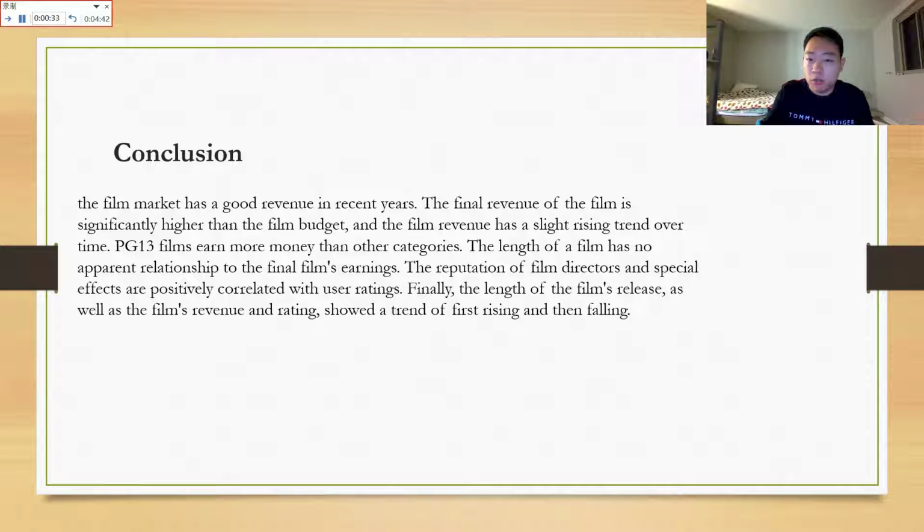Finally, according to the mix chart, the length of the film released as well as the film revenue and user rating showed a rising and then falling trend. And this is my presentation.